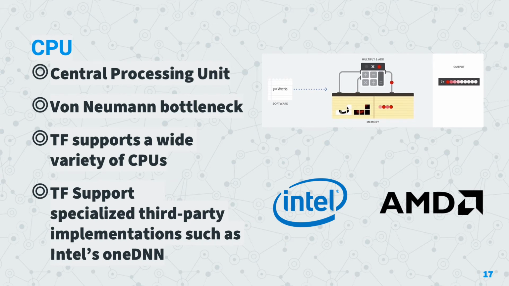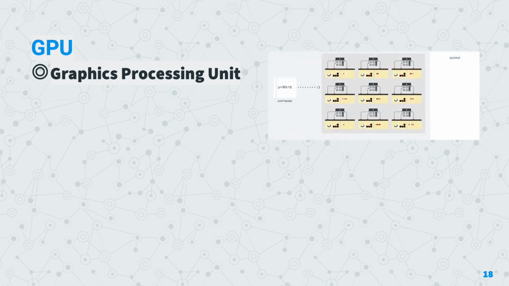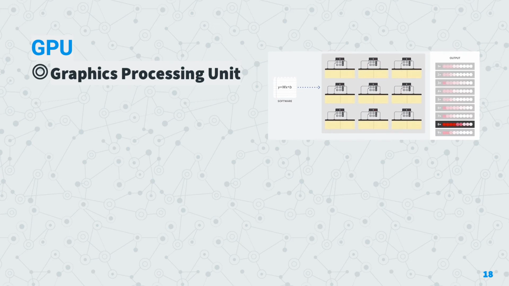We rather need hardware such as a GPU, a graphics processing unit, which we can see in this animation can do multiple operations simultaneously because it has more ALUs, and so this is a fit for machine learning.